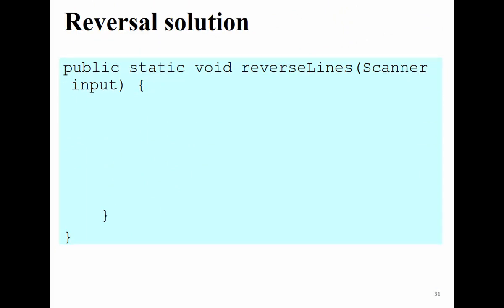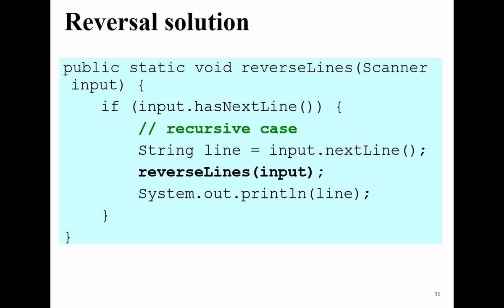So let us see. We receive the input file, and we say if the input has a next line, then I'm going to read it, save it inside the line. Then I'm going to do the recursive call, reverseLines. ReverseLines is the name of the method. I'm going to give an input again. So I will give you half a minute to look at this method and tell me if this is complete or not.